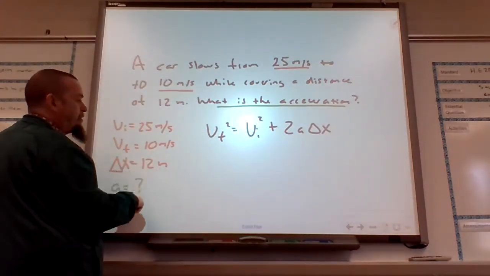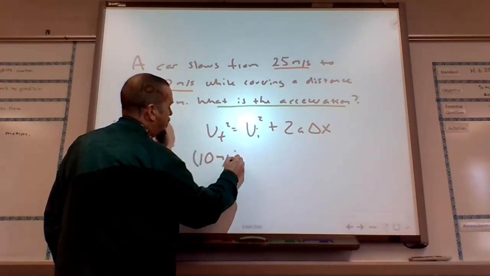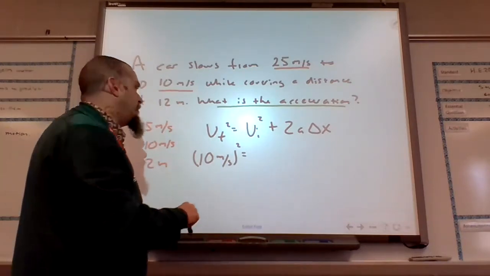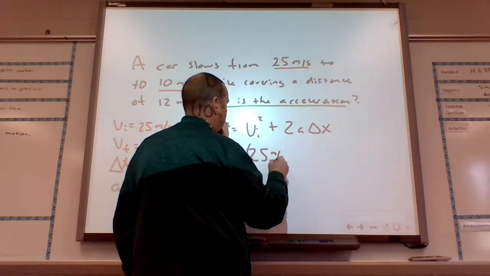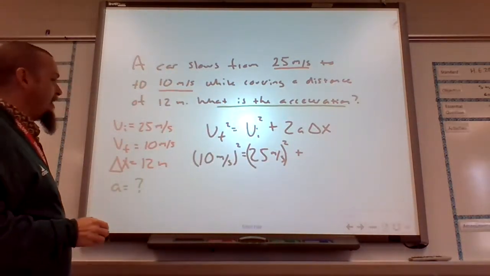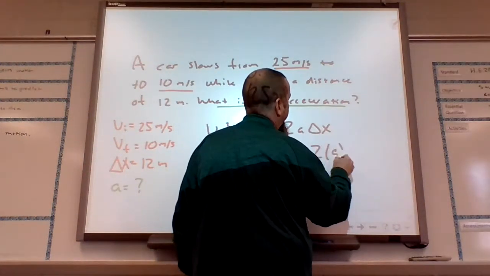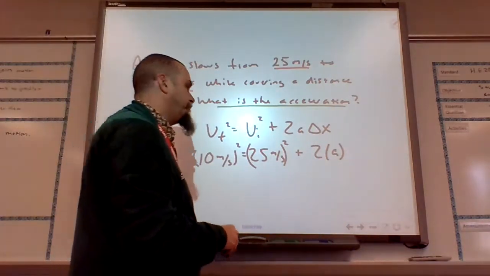My VF is 10 meters per second. This is 10 meters per second squared is equal to VI, that's 25 meters per second. Again, that number's got to be squared. Plus 2 times A. A is my variable. Times delta x, 12 meters.